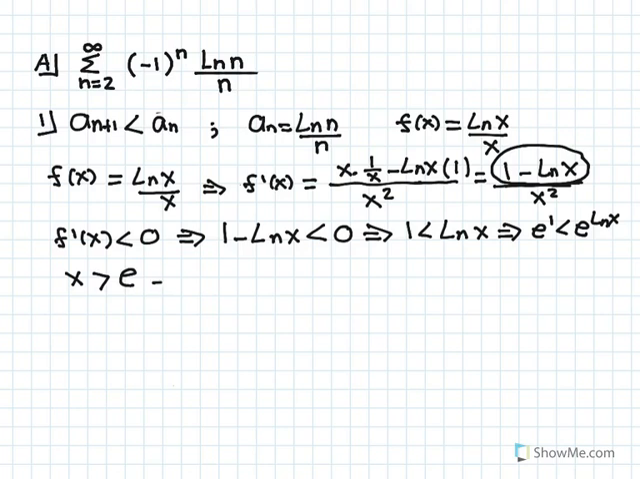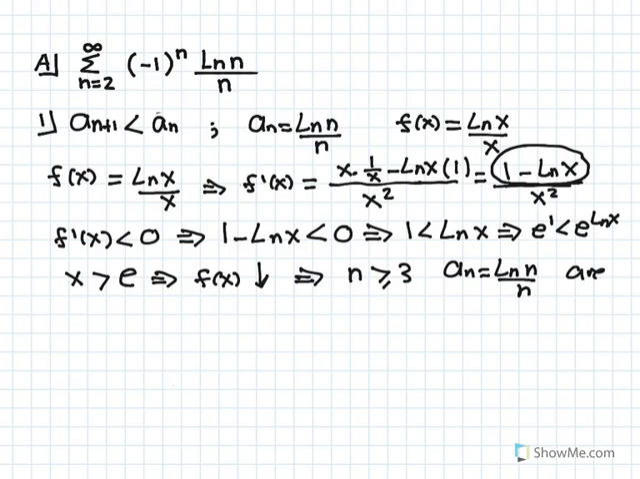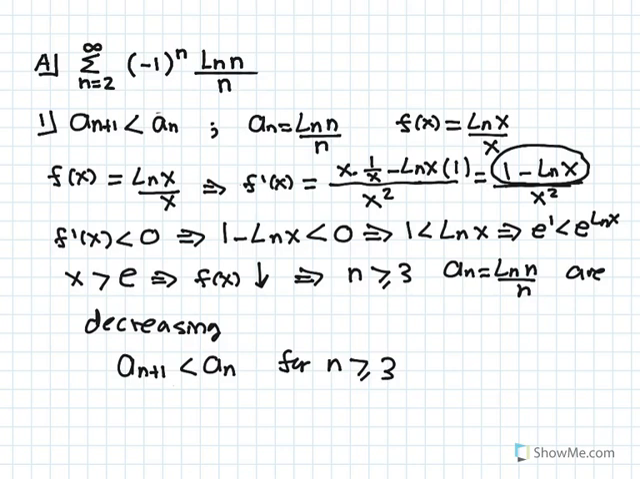So when x is larger than e, the function f of x is decreasing. That means when n is larger or equal to 3, the terms a_n equal to log n divided by n are decreasing. So we have just shown that a_{n+1} is less than a_n for n larger or equal to 3. Now we need to look at the second condition, and the second condition is that the limit of the nth term has to be 0 as n goes to infinity. Limit as n goes to infinity of a_n is equal to 0.